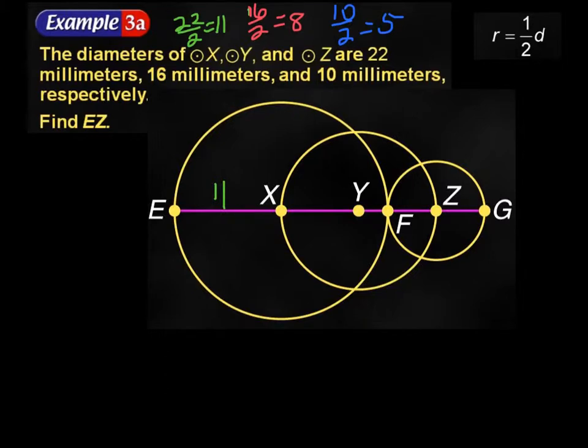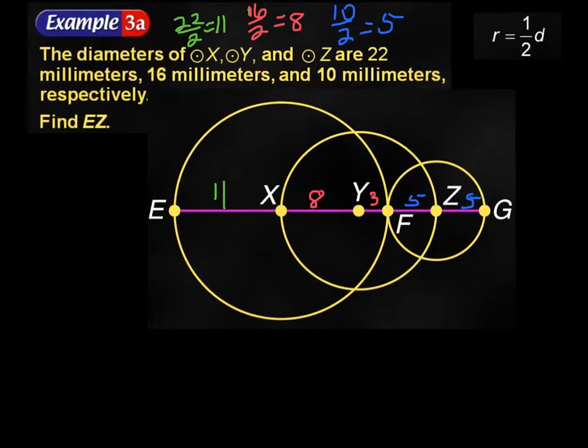I said the radius of circle Y was 8, and so altogether that has to make 11, so that leaves 11 minus 8, which leaves 3 right there. Circle Z was 5, and 5. Okay, we've got everything filled in. Find EZ. Okay, that'll be easy.